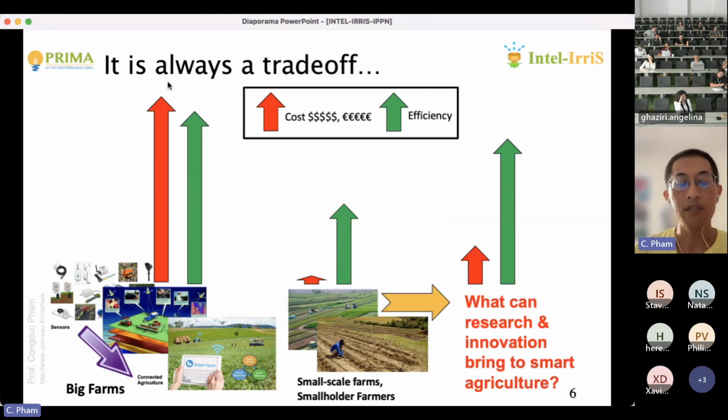In this graph, I also try to show that efficiency can be high, usually with high-end systems. There's no doubt about this. We know how to improve. But most of the farmers we are working with, the small-scale farms or smallholder farmers, have a very low cost of technological components. It can be very low or it can be completely zero, because they are not deploying any technology.